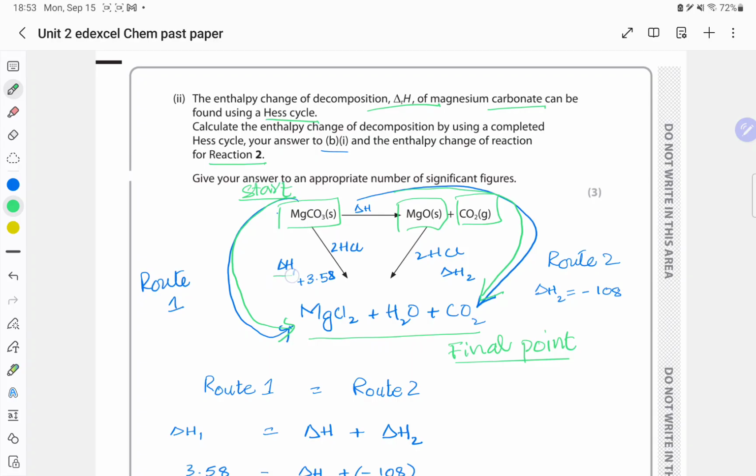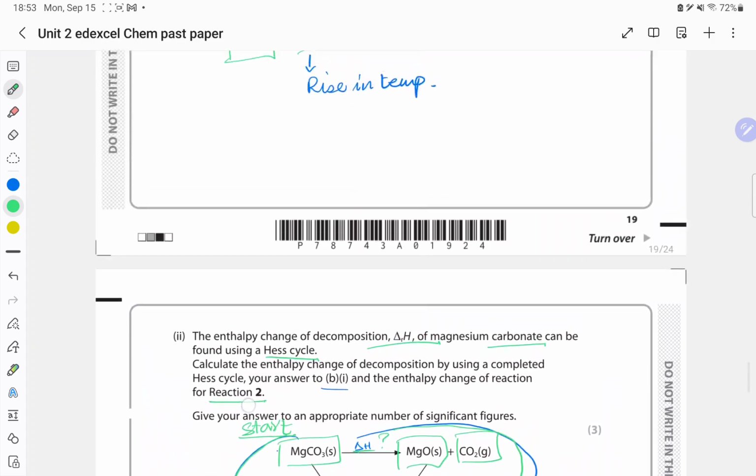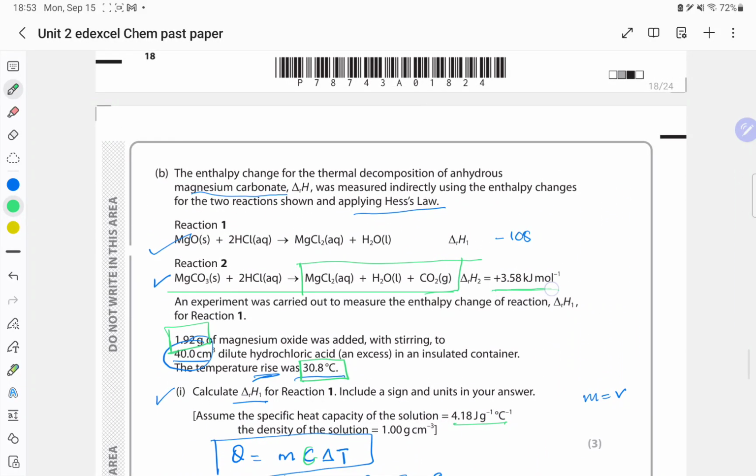Let's say I have been given delta H1 and this is delta H2, and you have to find out the value, because we don't know this value, delta H. So what is going to happen is that magnesium chloride, water and CO2 are formed. Let's say, how are we going to place this? 3.58 is coming from where? This 3.58 is coming from here. That magnesium carbonate, when decomposed, reacts with hydrochloric acid, it gives you MgCl2, H2O and CO2.